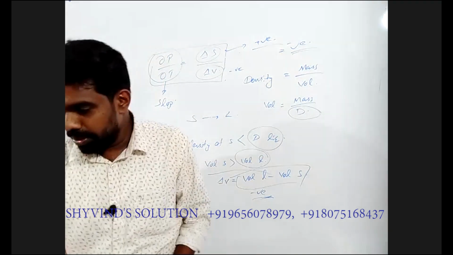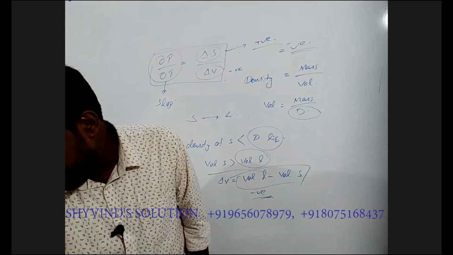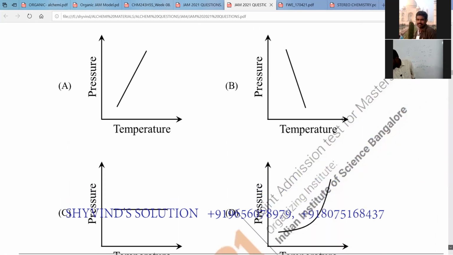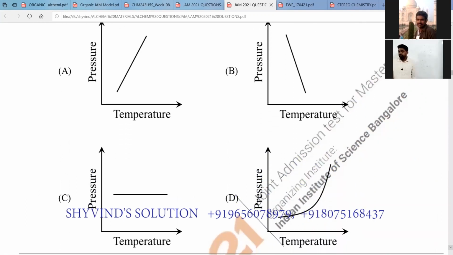Okay, so if you look at the options, in only one option the slope is negative. So that is option B. So the answer is option B.